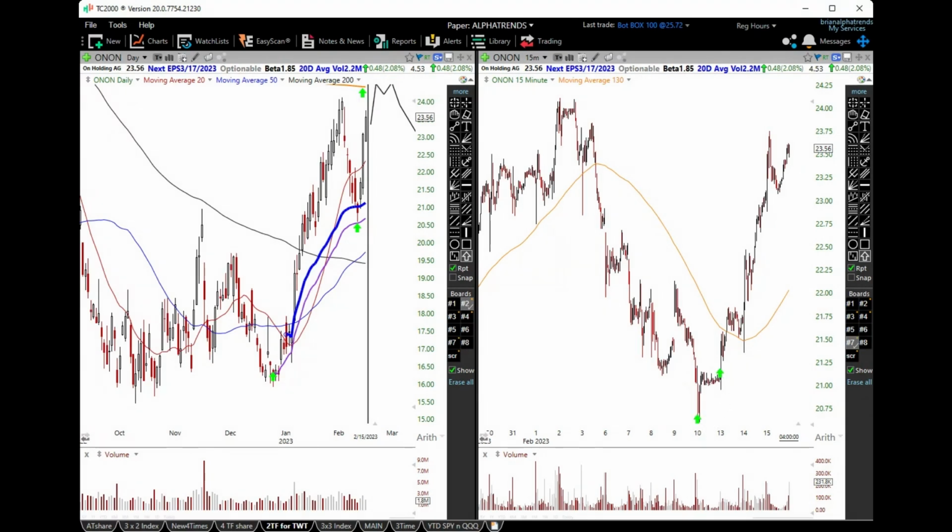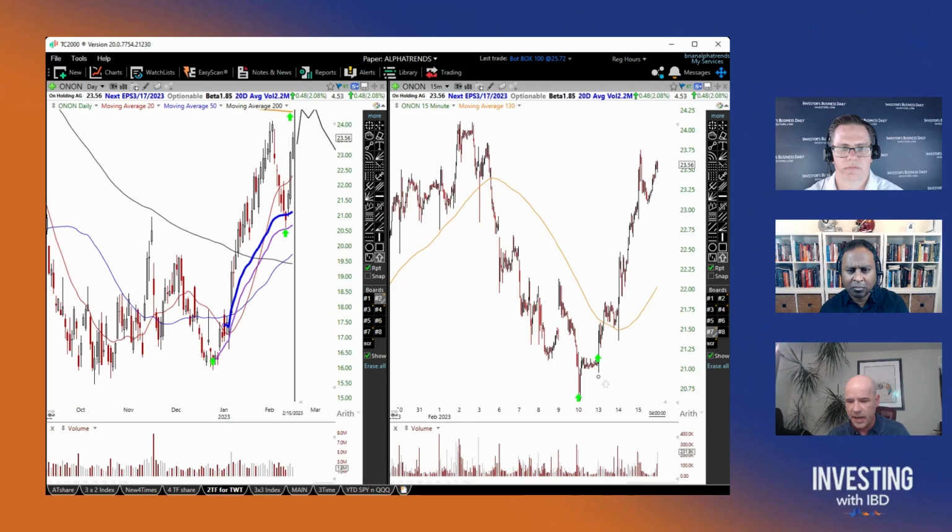I bought there after the morning shakeout, and my stop was under here. If I bought there, where does my stop go? I don't know. But here I have a level to protect against.